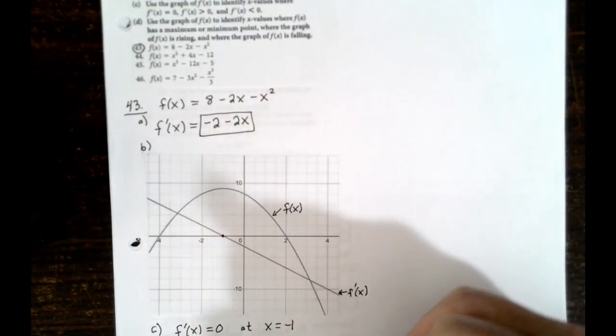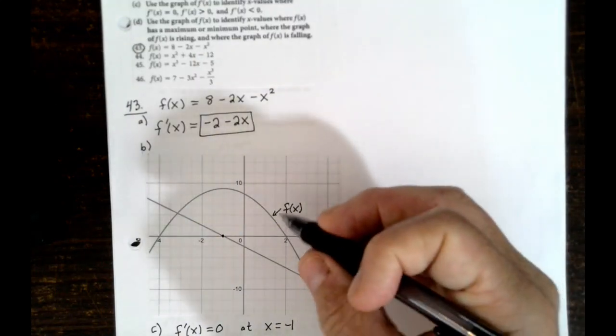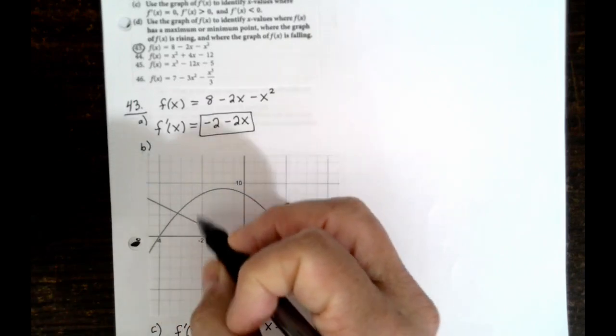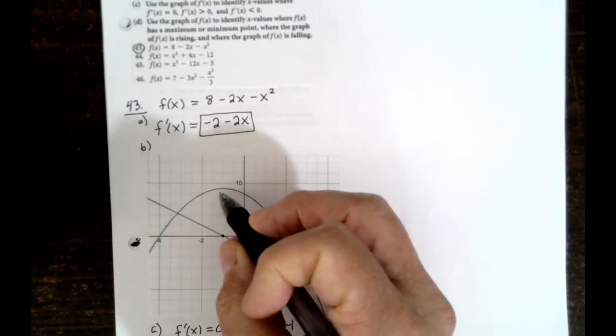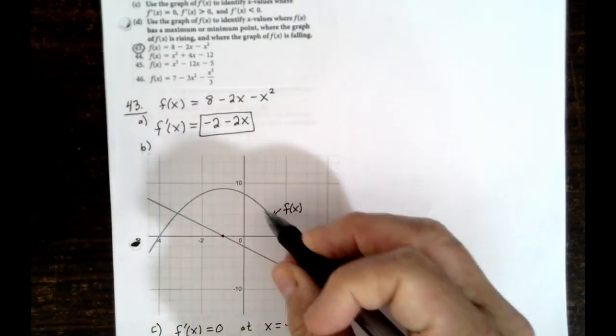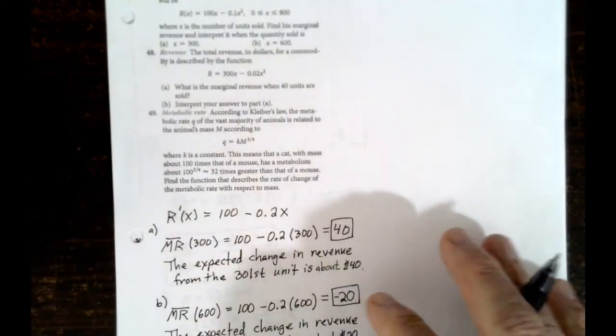And the actual point is (-1, 9). Where is it rising? It's rising for x less than -1, and it's falling for x greater than -1.